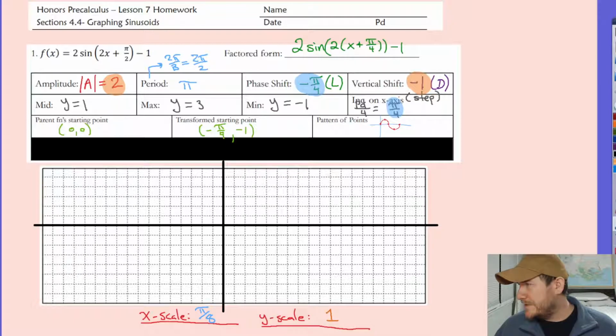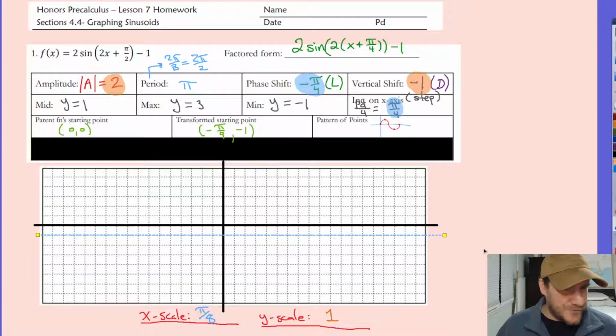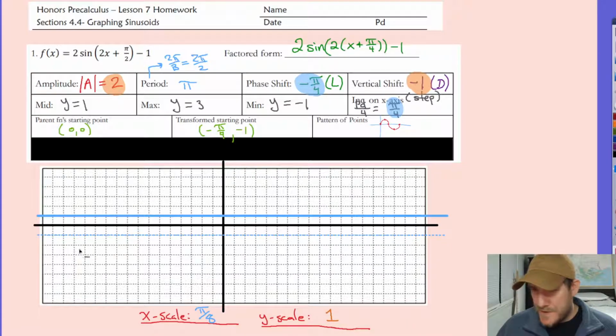Horizontal line tools here. I'm going to just use this tool. I'm going to do it in this blue. This blue seems great. So we're going to vertically shift down by 1, and that's going to put a midline right here. I hope that blue shows up decently. Then we're going to go up and down by our amplitude, which is 2. So that's going to put a max up here at positive 1, and a min down here at negative 3.